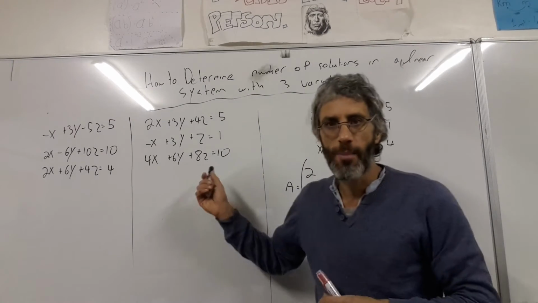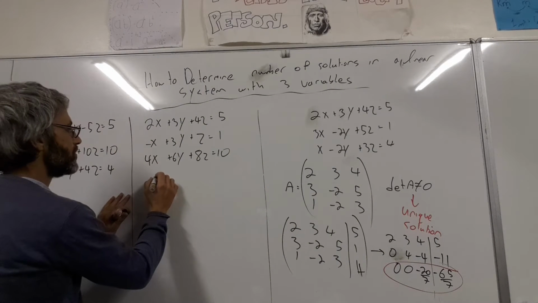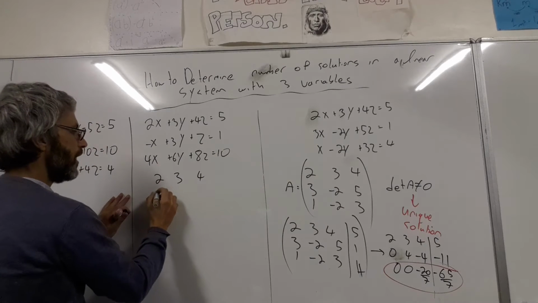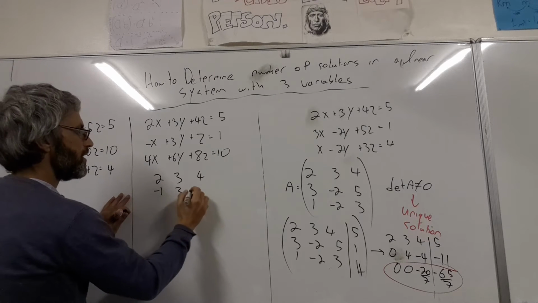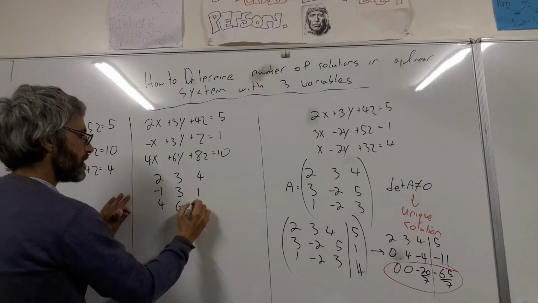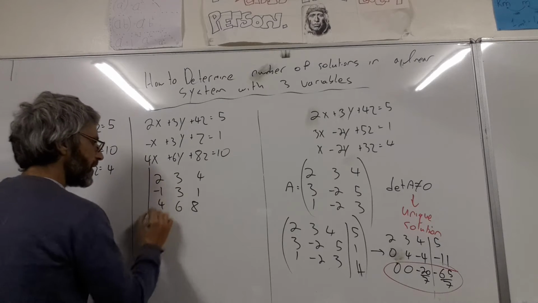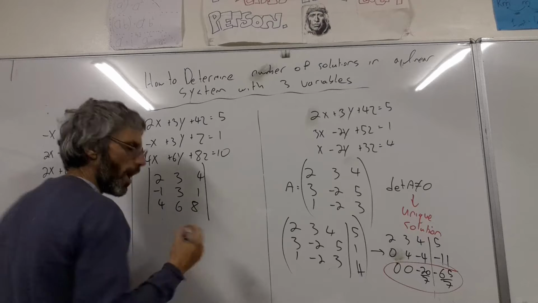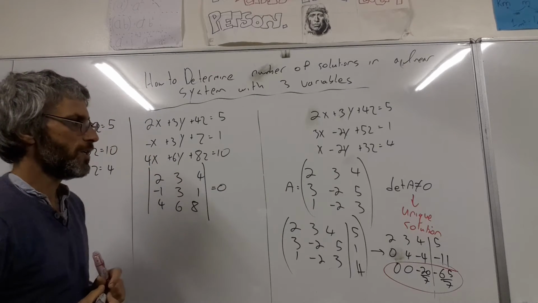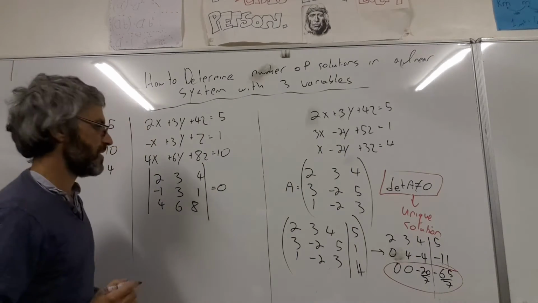So I will first start by writing the matrix. The matrix is 2, 3, 4, 2, 3, 4, and then minus 1, 3, 1, 4, 6, 8. That's the matrix of coefficients. And if I want to find the determinant of that, what will happen if you fit that in the calculator is that it is 0. Here the determinant was not 0. Here the determinant is 0.